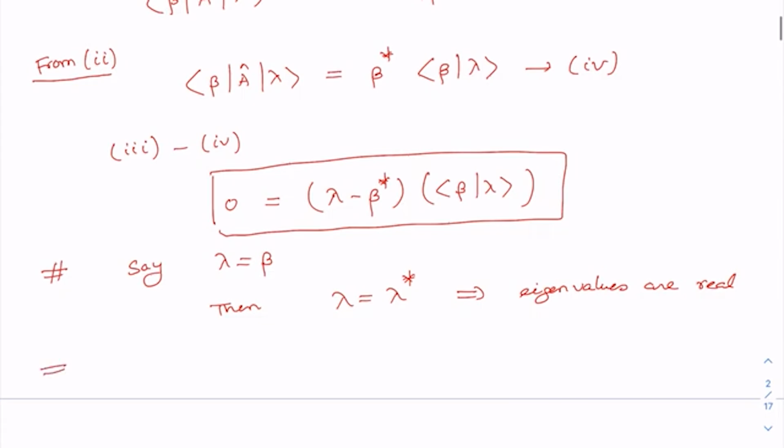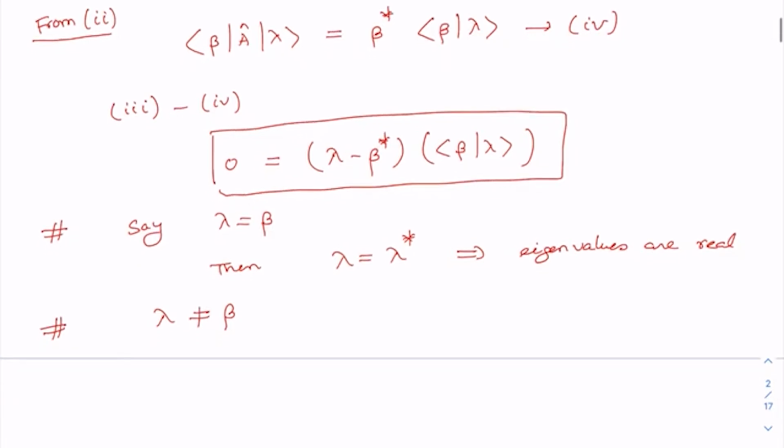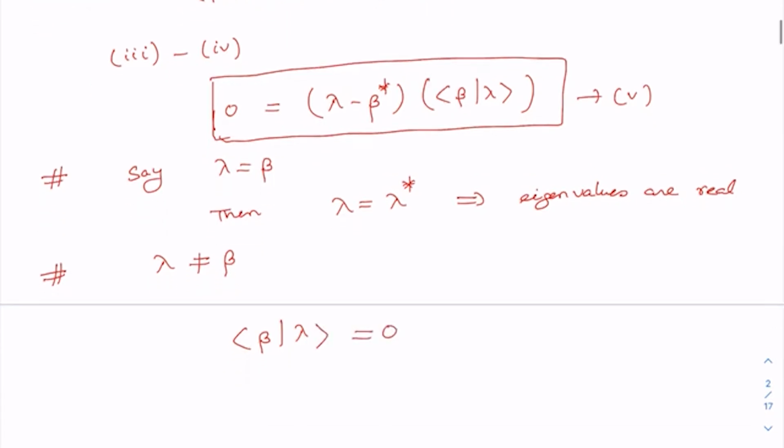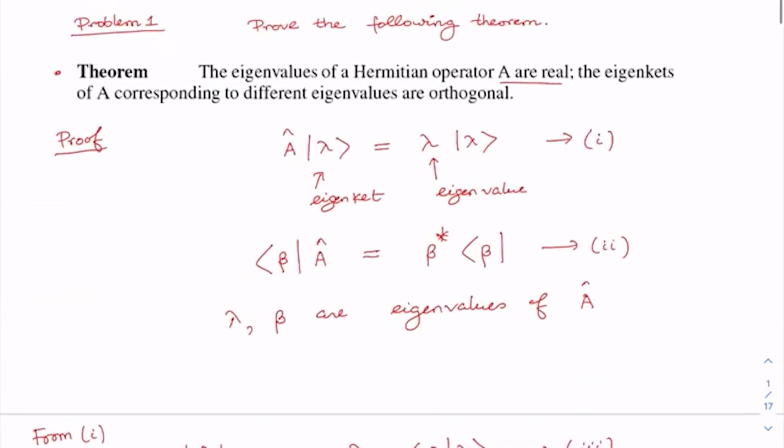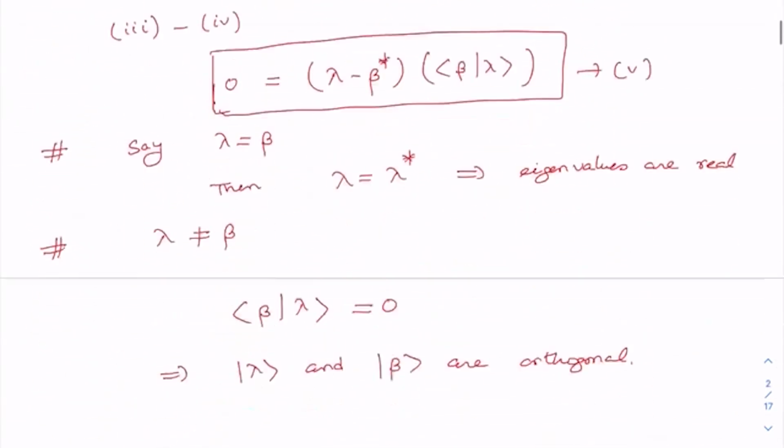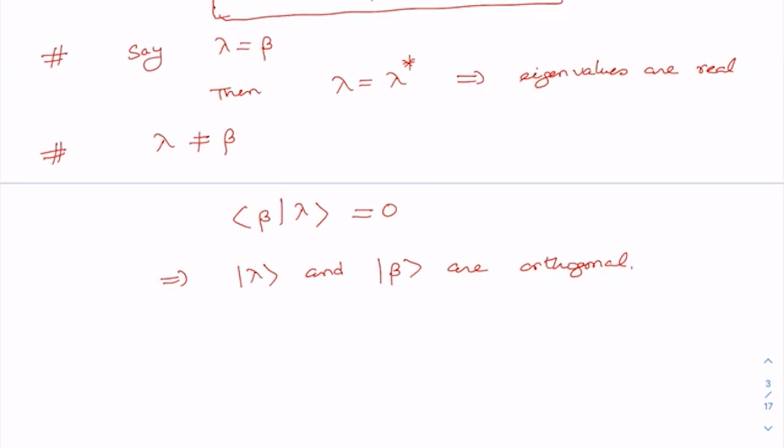On the other hand, say λ is not equal to β, that means the eigenvalues are different. Then if this equation 5 has to be satisfied, I must have the scalar product of β and λ equal to 0, and this implies that |λ_k⟩ and |β_k⟩ are orthogonal. And this proves the second part of the theorem, because the second part says that the eigenkets of A corresponding to different eigenvalues are orthogonal. Hence we have proved both the parts.